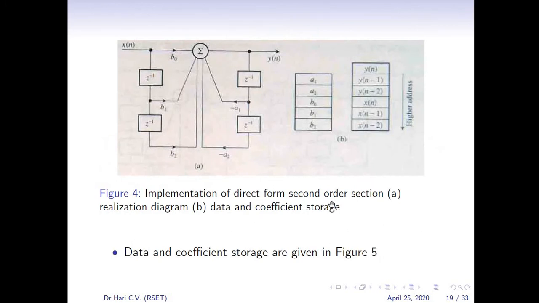The implementation of the direct form second order section, you can see the realization diagram. Similarly, the data and coefficient storage are important. This is how the data is stored in the DSP processor. You can see that A1, A2, B0, B1, B2 are stored like this, and similarly the outputs y of n minus 1, y of n minus 2, and x of n minus 1 and x of n minus 2 are stored like this. You can see the movement of the higher address in this direction.